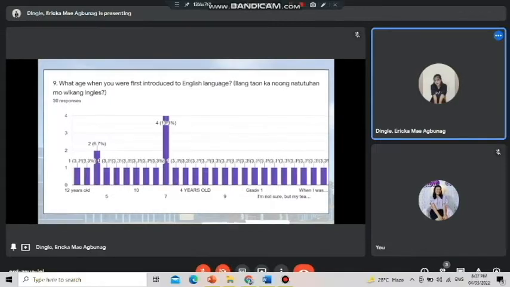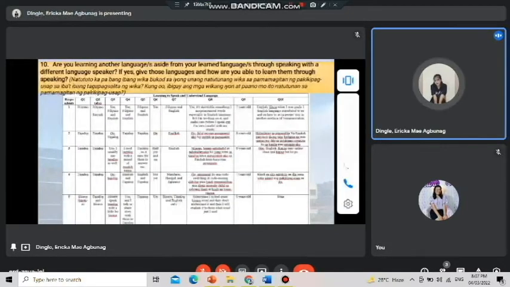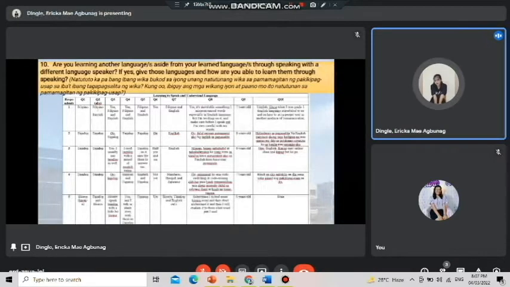For question number 10, are you learning another language in addition to your native language or languages by conversing with different language speakers? If so, please list the languages and explain how you plan to learn them through speaking. 15 respondents said they are not learning any other language besides their native tongue and English. 5 said they are learning English.